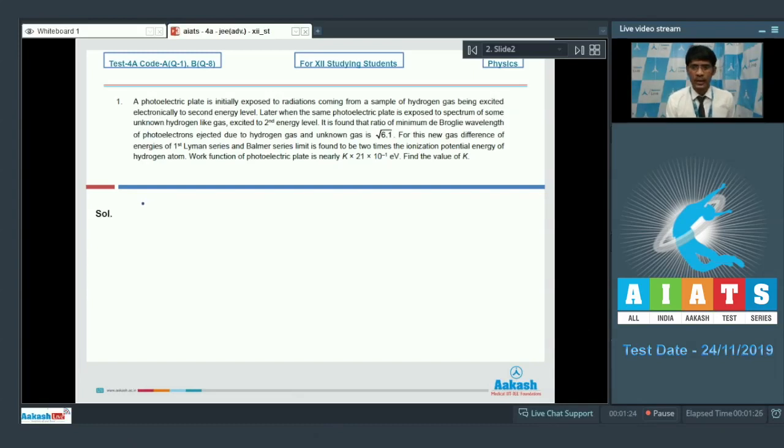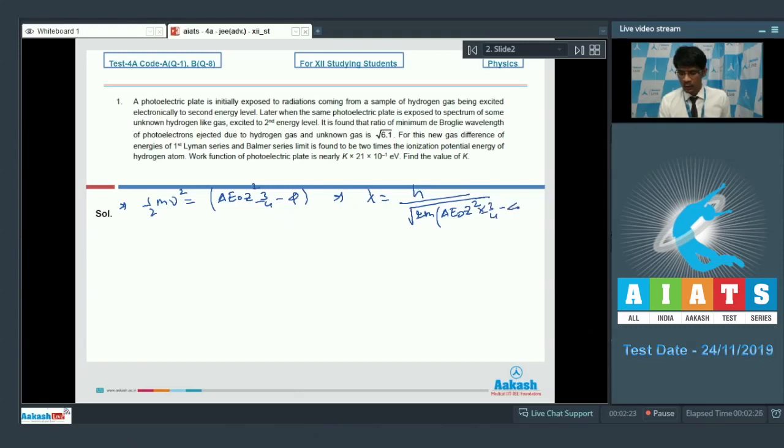Well, we shall proceed with the calculation of the value of minimum de Broglie wavelength for the gaseous system. I would say it is definitely 1 by 2 mv square would be taken as delta E naught Z square for atomic number Z into 3 by 4 minus phi. From here I'll be getting this answer: lambda equals h by p, or lambda would be written as h divided by square root of 2m into delta E naught Z square into 3 by 4 minus phi.